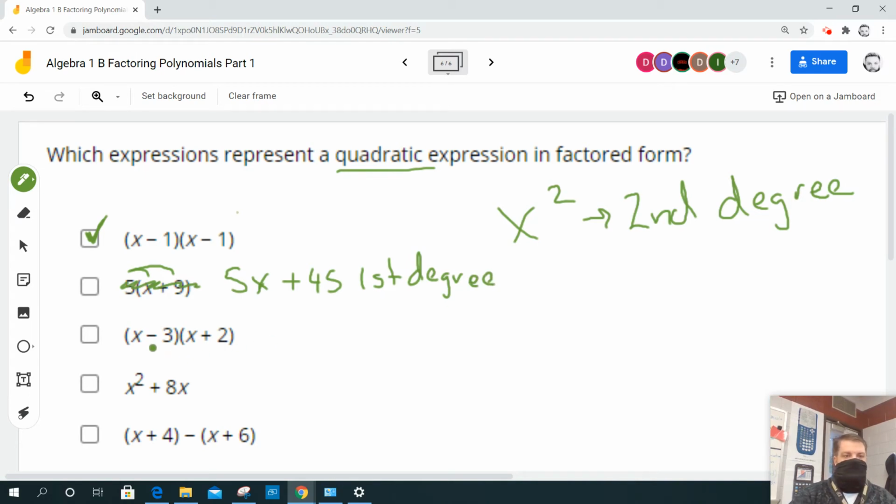Second one, can I multiply that out and get x squared? Yeah, because I got an x times x. Can I factor anything out inside the parentheses? No. So that one works.